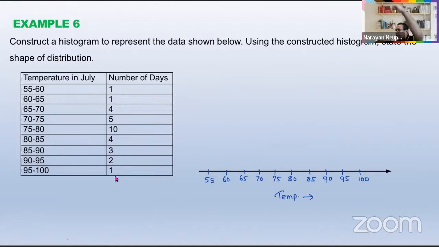Now, along the y-axis, you should have the frequencies. So we draw the vertical axis here, like that. And in that vertical axis, we need to have frequencies. And if you look at the given table here, you can see that the maximum frequency is 10. Okay, we want to go up to a maximum of 10. So I'm going to count by 2 here. 2, 4, 6, 8, and then 10.